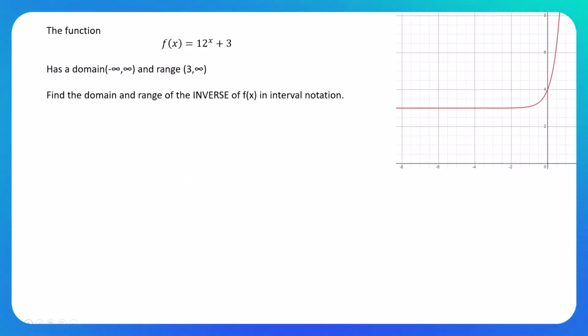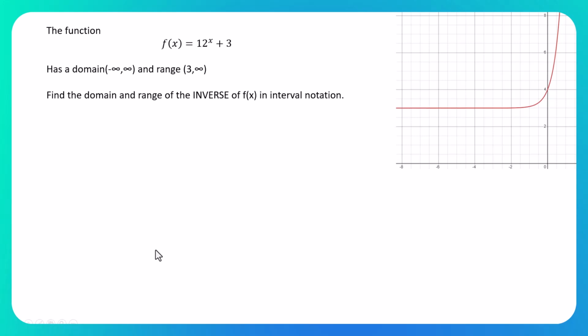All right, we have a function, f of x equals 12 to the x plus 3. It has a domain of negative infinity to infinity. That's on the x-axis, and we have nothing that we're eliminating. It can go from negative infinity to positive infinity. But the range is where it starts on the y-axis. We have an asymptote at 3 because we shifted it up 3. So it goes from 3 to positive infinity.